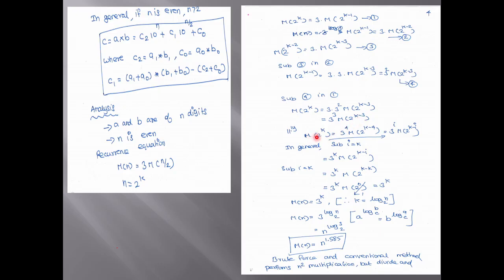Similarly, m of 2 to the power of k is equal to 3 to the power of i into m into 2 to the power of k minus i. In general, if we substitute i is equal to k, 3 to the power of k m into 2 to the power of k minus k, where k minus k is 0, 2 to the power of 0 is 1, and m of 1 is equal to 1, which is equal to 3 power k. So multiplication of n digits is equal to 3 power k.